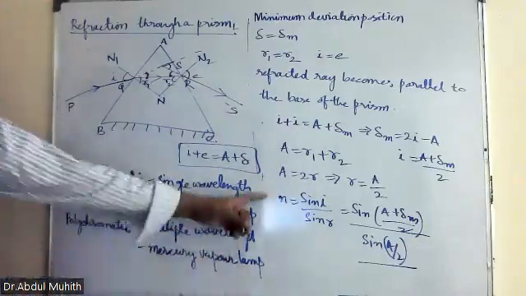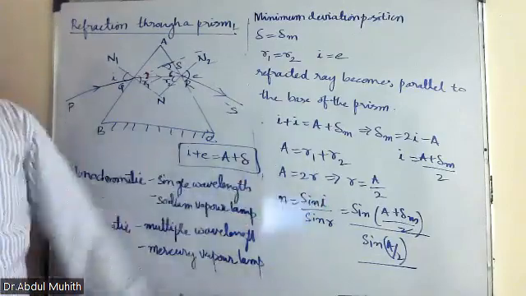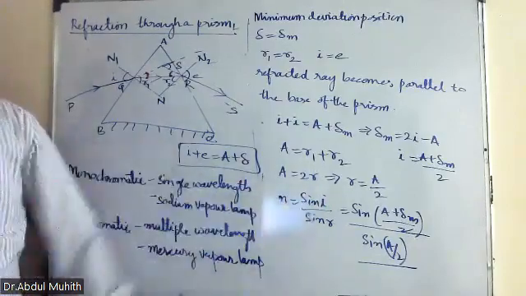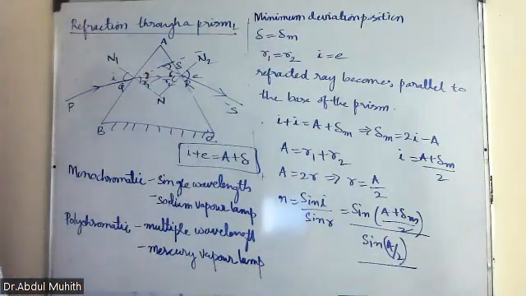And the refractive index formula is what? N is equal to sin I by sin R. Here, sin of (A plus delta M) by 2 divided by sin of A by 2. This is the formula for refractive index. Is that clear?